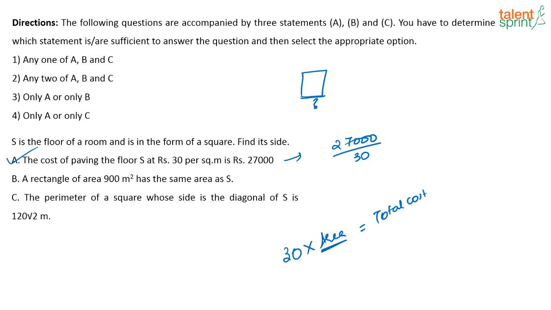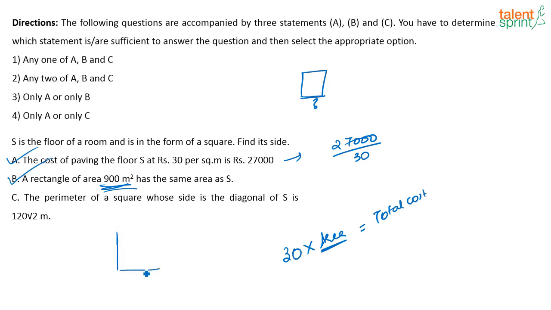Similarly, next one, a rectangle of area 900 meter square has the same area as S. So what does this statement basically mean? The area of S is 900 meter squared. So if area of S is 900 meter square, again you can find out what is one side. So using the second statement also I am able to get the answer. Look at the third statement.